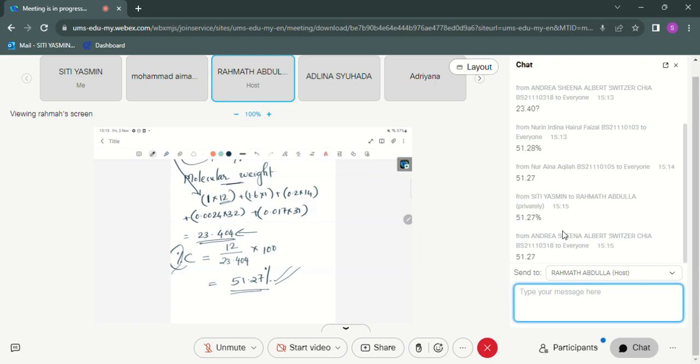Is it clear? Any doubts here? You can expect similar questions for your midterm. It's quite simple. If you just understand the concept, you can do it. Aina said 51.27. Yasmin, 51.27. Andrea, 51.27. Yes, correct. Good, good. All of you, I'm happy that you can follow. And Noreen a bit off, she said 51.28, but okay, still can accept. So that's how you calculate the contribution of carbon to the dry biomass.